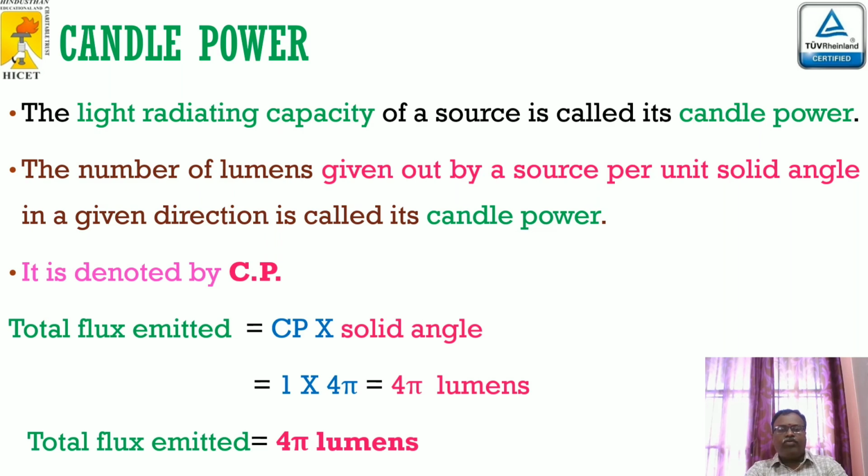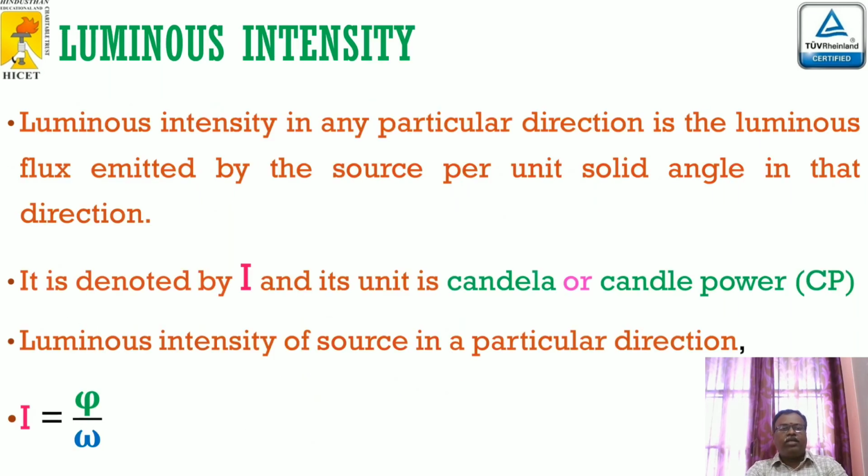What is called the luminous intensity? Intensity, otherwise we call it strength. The luminous intensity in a particular direction is the luminous flux emitted by the source per unit solid angle in that direction. It is denoted by the letter I and its unit is candela or candle power. So the luminous intensity of a source in a particular direction, I, is equal to psi divided by omega. This is the formula for finding luminous intensity.